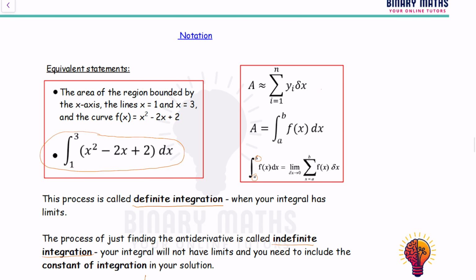This formula is very important, so make sure you remember it, because it can come up in an exam. They might say, what does this mean? And you have to say, obviously, it's the same thing as the integral of the function.